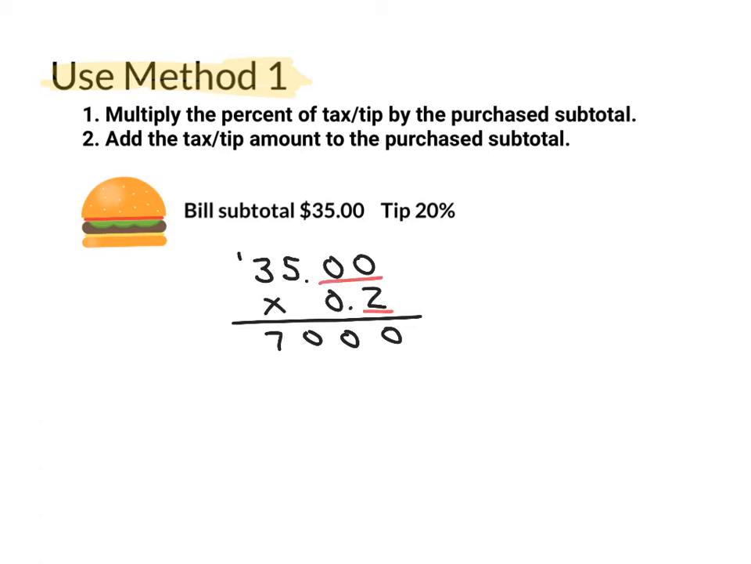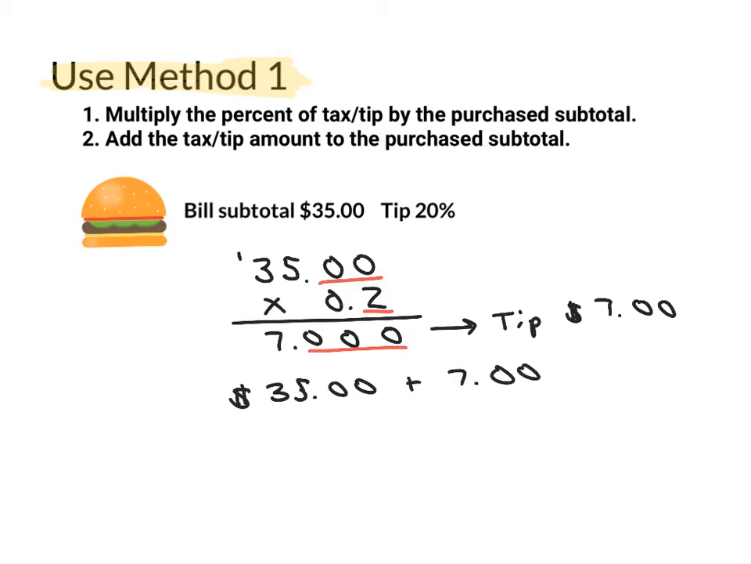We have a total of 3 digits to the right of that decimal. So the amount of tip is $7. And then step 2, add the tip amount to the purchase subtotal. We of course have to pay for our food, $35, plus the tip that we want to give to our server, and our total is $42. And that's what we would pay for our bill.